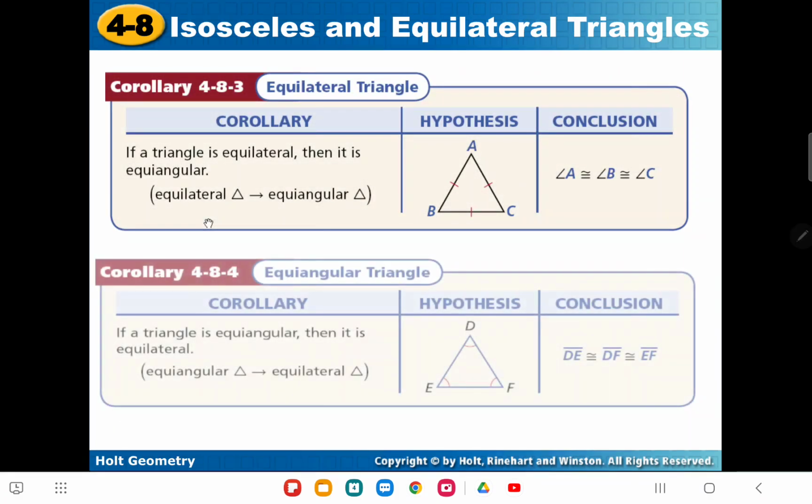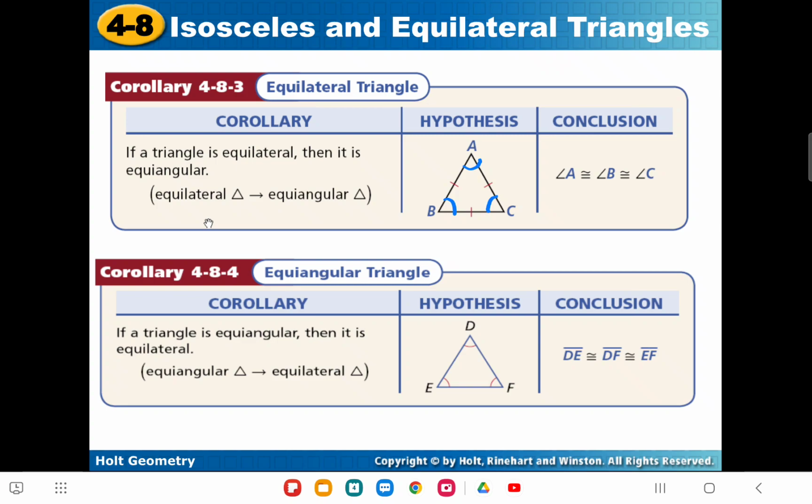Now, a couple of corollaries to the base angles theorem. We have equilateral triangle. If a triangle is equilateral, then it is equiangular. And hopefully you can see this as a corollary to the base angles theorem. I have a pair of congruent sides here at AB and AC. Therefore, B and C are congruent. But now also I have a pair of congruent sides at AC and BC. So that tells me A is congruent to B. And therefore A must also be congruent to C. All of my angles are therefore congruent.